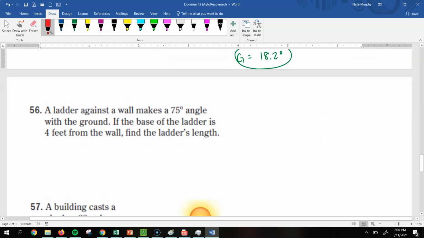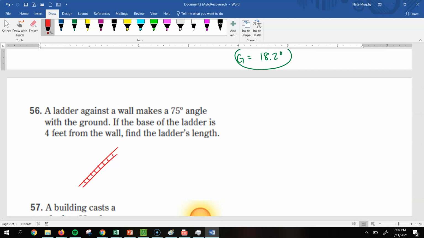Let's look at number 56. A ladder against a wall makes a 75-degree angle. Okay, so let's draw our ladder against the wall here. So this angle here would be 75 degrees because it's 75 degrees with the ground. The base of the ladder is 4 feet from the wall, so the base would be down here. It's 4 feet from the wall, so that would be our bottom down there. We're trying to find the ladder's length, so we're trying to find the hypotenuse of this triangle.